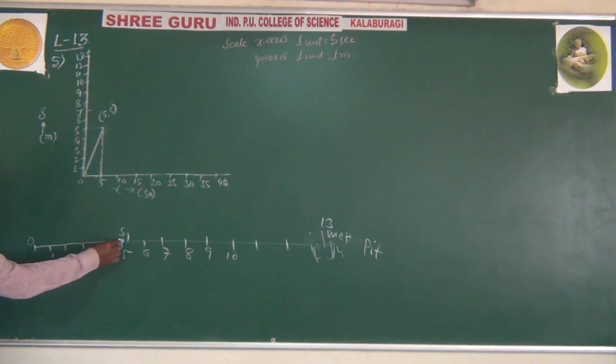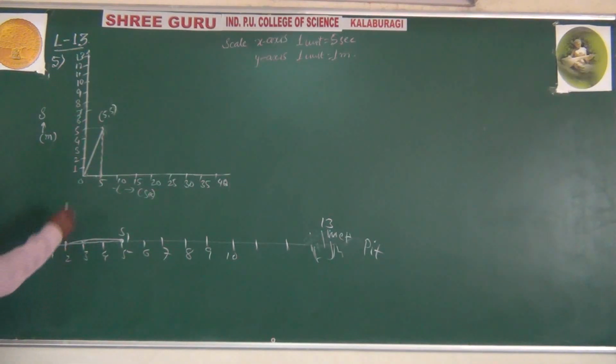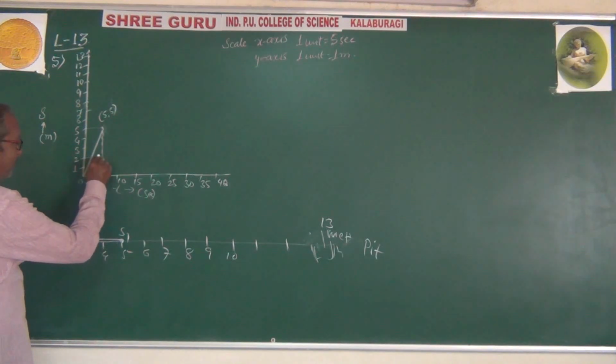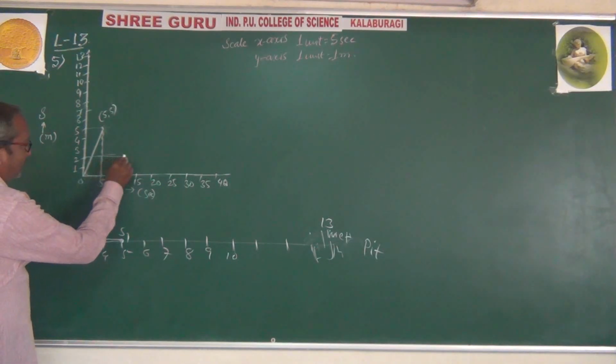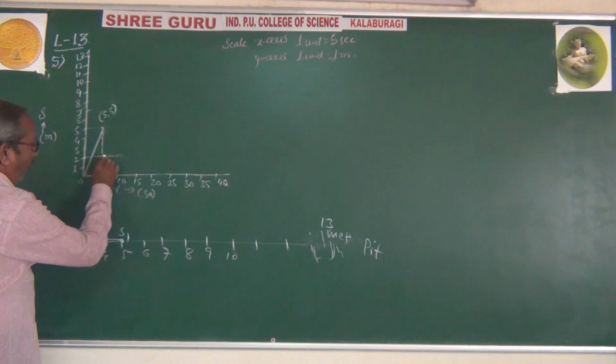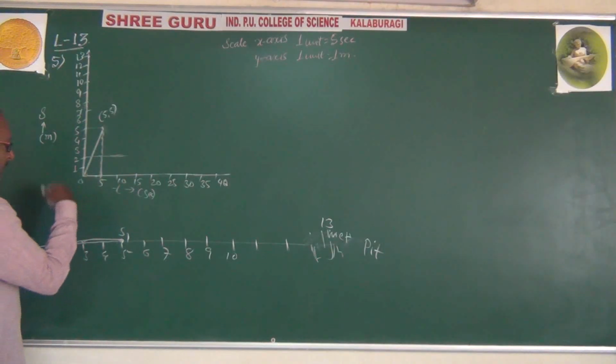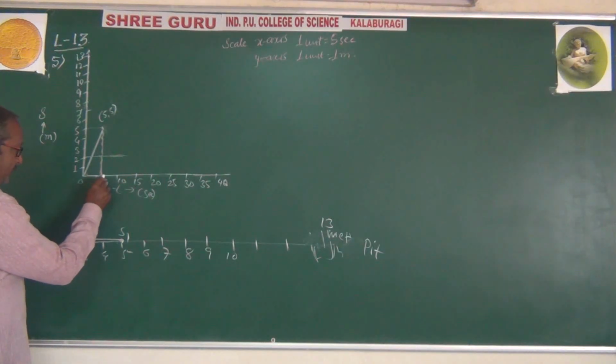Then 3 steps he will come back. 1, 2, 3, here he will come back. So his position will be 2 meters. This is the position of 2 meters. How much time is he taking? 3 seconds, after 5, 3 seconds.